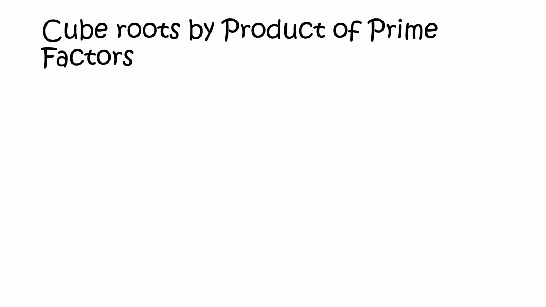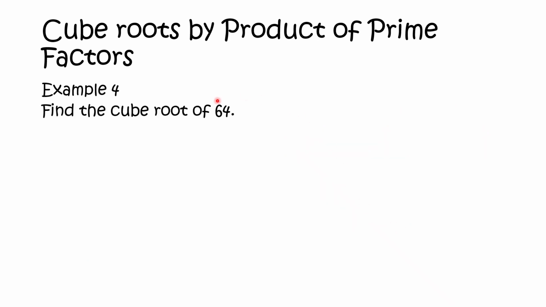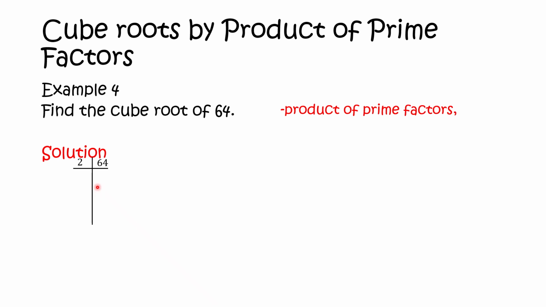But let's take a look at another example. Example 4. Find the cube root of 64. Now, we find the prime factors, the first one being a 2. So 64 divided by 2, we have 32. That by 2, we have 16. By 2, we get 8. By 2, we get 4. By 2, we get 2. By 2, we get 1.